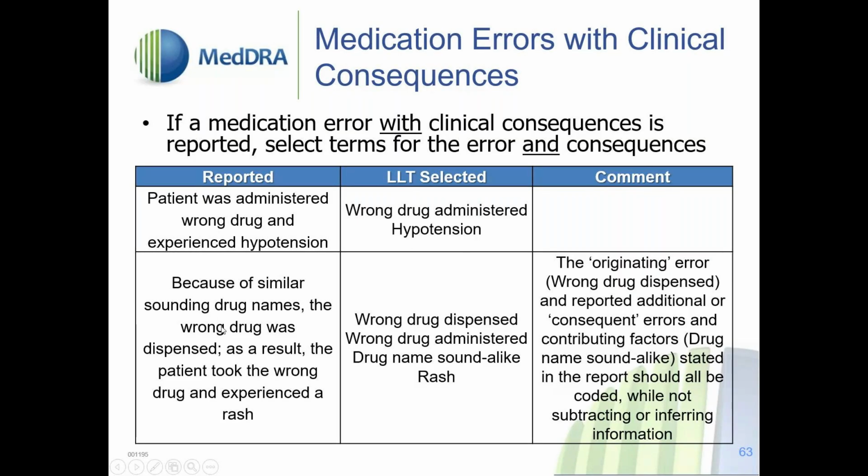In the second example, it is reported that because of similar sounding drug names, the wrong drug was dispensed. As a result, the patient took the wrong drug and experienced a rash. We have four interrelated events here. First, the wrong drug was dispensed. And the report also states the contributing factor, that the two drug names sounded alike. The consequent error is the administration of the wrong drug, leading to a rash in the patient. It is a chain of events, and all reported events have to be captured.